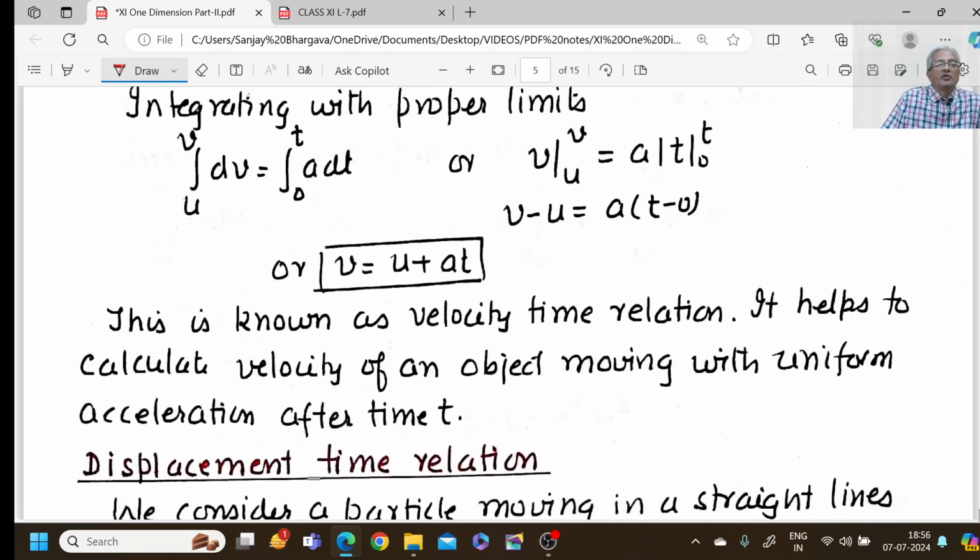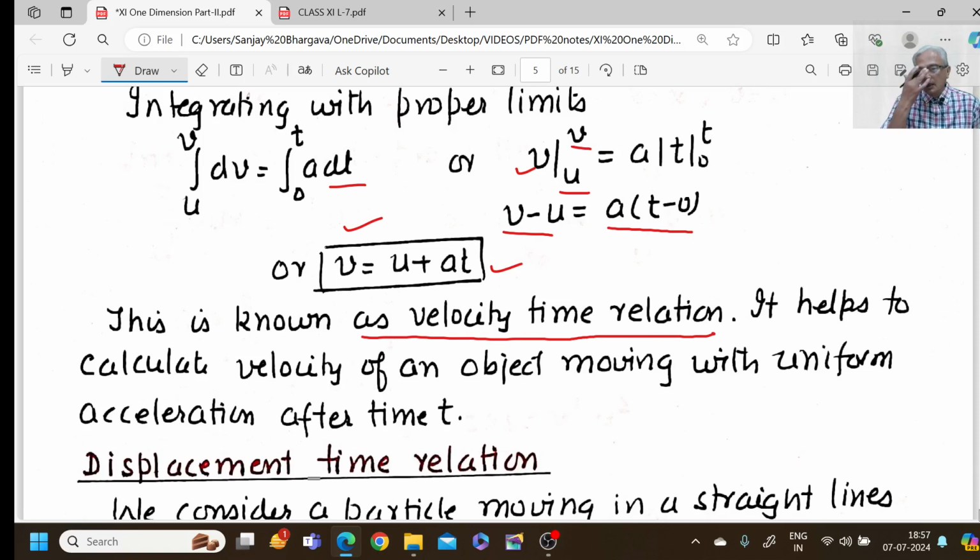Integration of dv from u to v would be integration of a dt from 0 to t. Integration of dv is v, and the limits of integration are from u to v. a, integration of dt is once again t from 0 to t. Apply limits of integration. v minus u is equal to a into t minus 0. So v would be equal to u plus at. This is known as the velocity time relation. What is the utility of the velocity time relation? It helps to calculate the velocity of an object moving with uniform acceleration after time t.